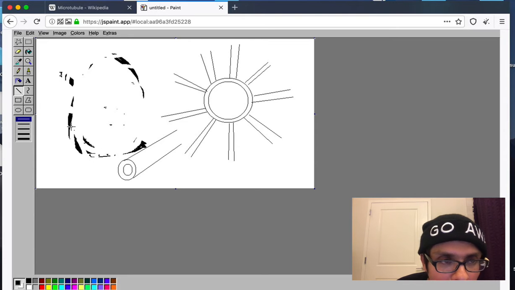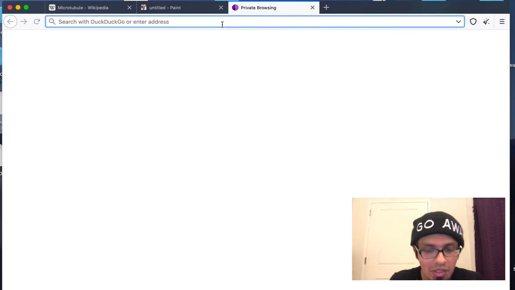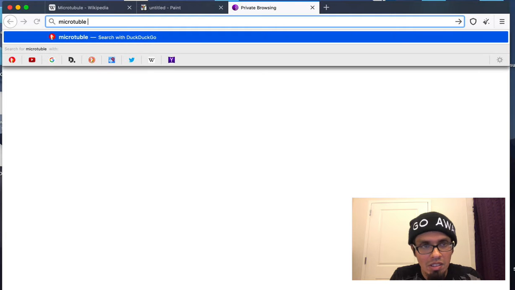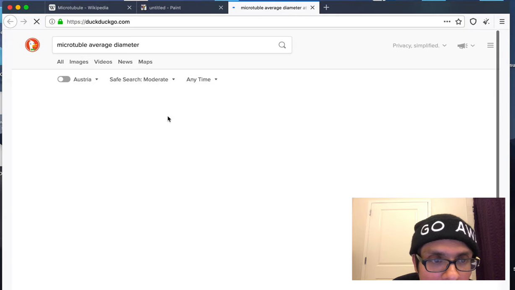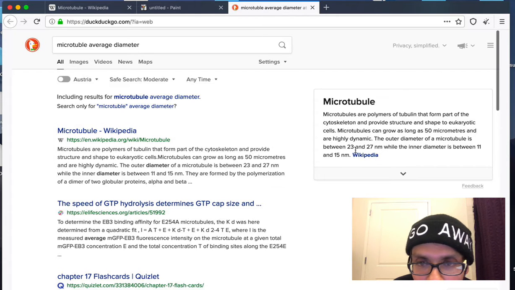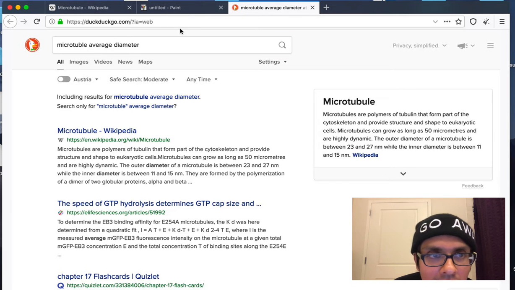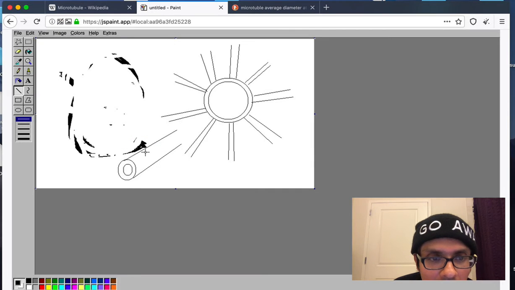And microtubules are about 25 nanometers in diameter. I guess that's something like that. We can double check. Microtubule average diameter. Let's see, 23 to 27 nanometers. Well, the inner diameter is between 11 and 15 nanometers. So there's a difference. The inner diameter, 11 to 15, that's this.